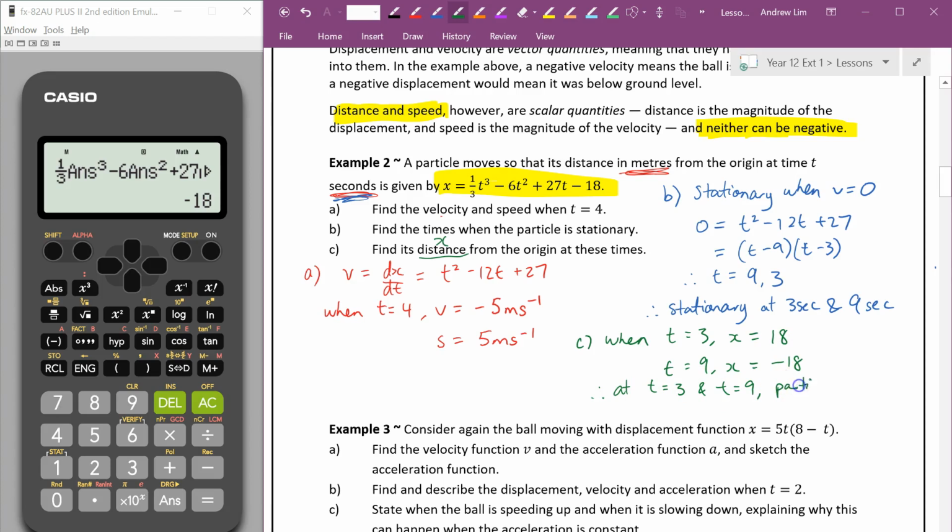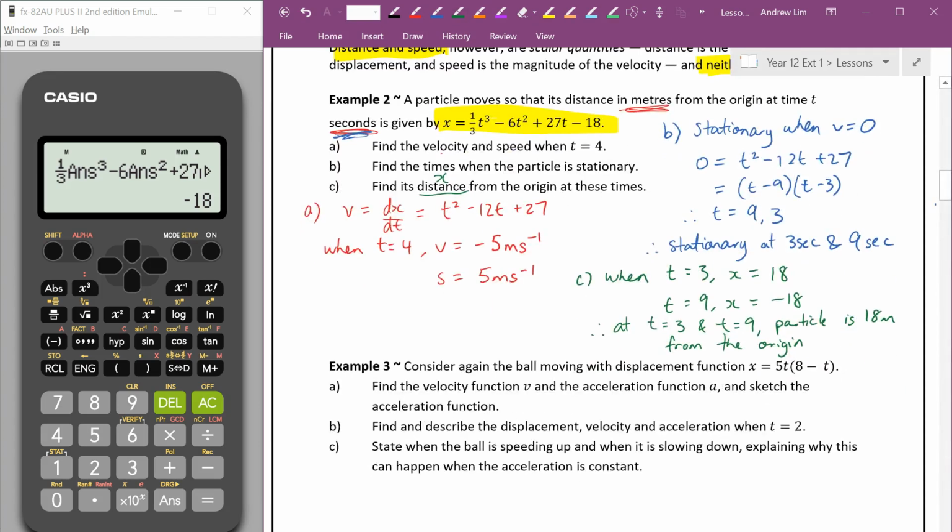The particle is 18 meters from the origin. Because the question is only asking for distance, it's not asking for displacement, so we don't need to worry about where, relative to the origin, the particle is.